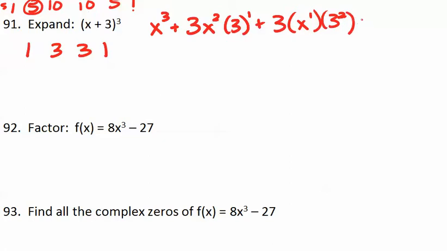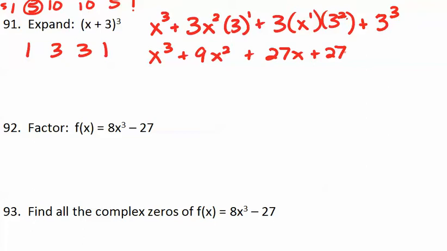And then finally a coefficient of 1. X is to the 0 power, and 3 is up to the third power. And then we do our arithmetic here. We've got 9x squared. Here we do the exponent first. 9 times 3 is 27x. And then 3 to the third is another 27. So this row of Pascal's triangle might be worth remembering. You could, of course, regenerate Pascal's triangle if you think you've forgotten it.